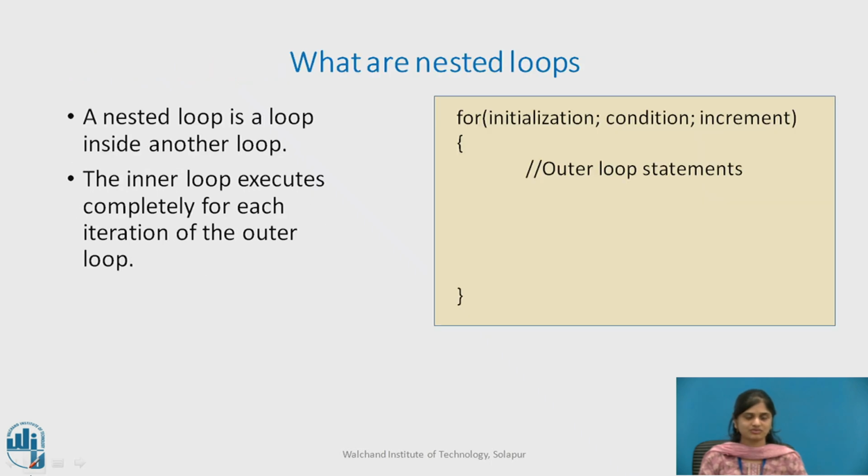So first topic, what are nested loops? A nested loop is actually a loop inside another loop. The inner loop executes completely for each iteration of the outer loop. For example, the syntax of a for loop is like, first the initialization is done.